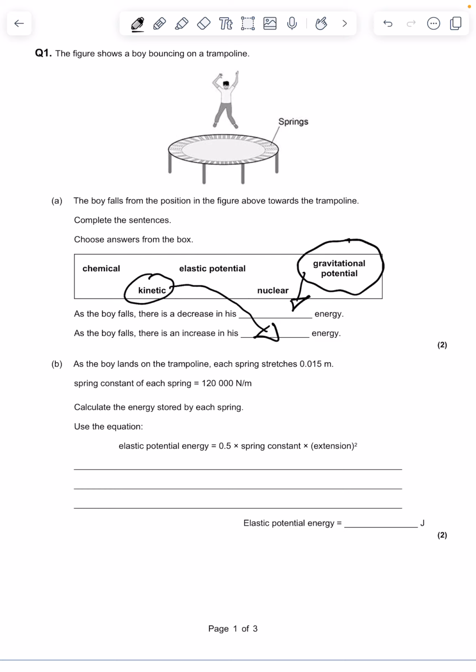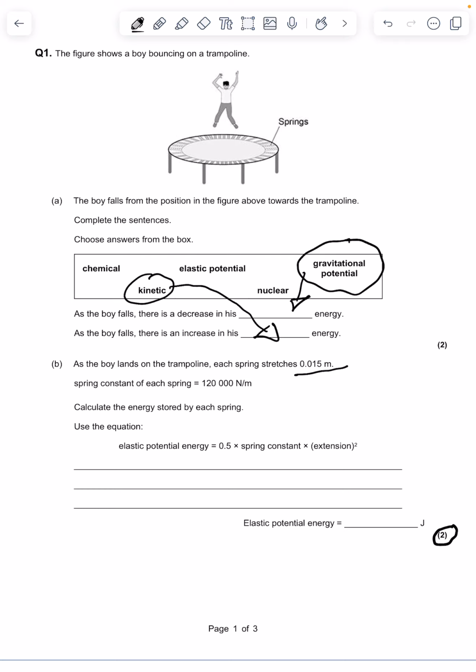So as the boy lands on the trampoline, each spring stretches 0.015 metres. That's key in this calculation because it's in metres, so it does not need to be converted. There's also a clue for that because it's only worth 2 marks. If it had to be converted, chances are it would be worth 3 marks.